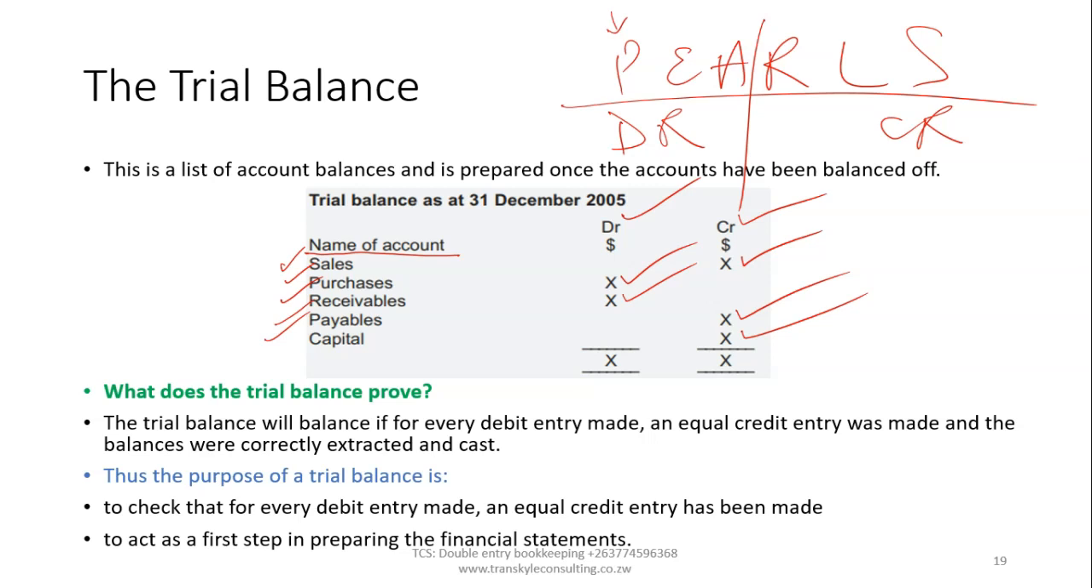What does the trial balance prove? The trial balance will balance if for every debit entry made, an equal credit entry was made and the balances were correctly extracted. Thus, the purpose of the trial balance is to check that for every debit entry made, an equal credit entry has been made, to act as a first step in preparing the financial statements.